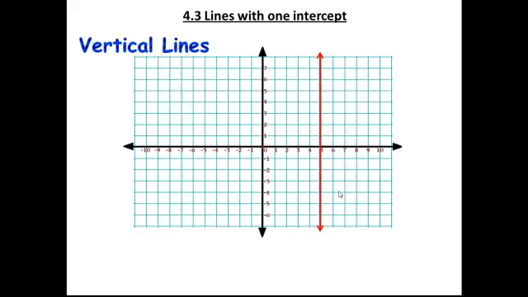Okay, last time we looked at how we would graph a line using the x and y intercepts. So today we're going to look at lines that only actually have one intercept. The first example of those types of lines we're going to look at are vertical lines. So you can see the red line that I've drawn on the Cartesian plane here.